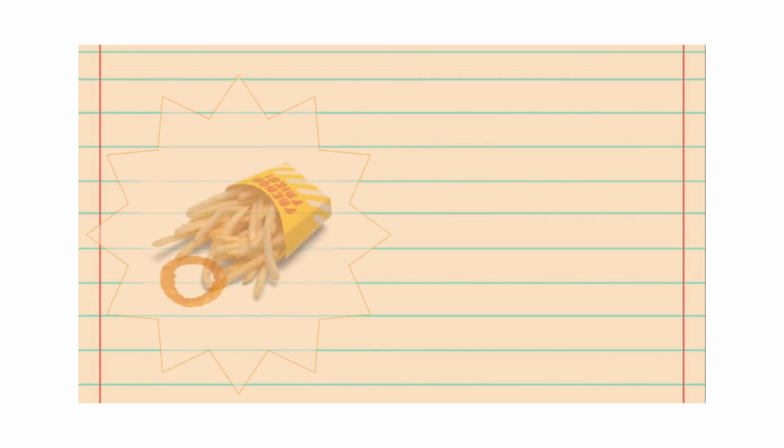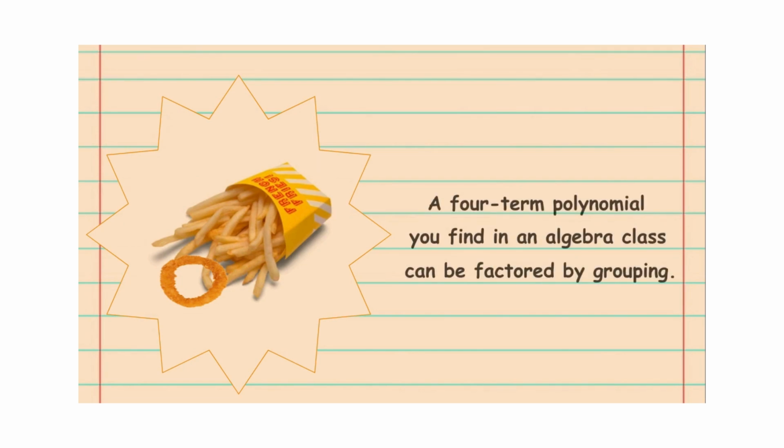Some things in life are perfectly certain. For example, if you get a box of French fries like this and find a random onion ring, you're going to have yourself a great day. But some things in life are almost perfectly certain. For example, if you find a 4-term polynomial in an algebra class, that can probably be factored by grouping, which is what this lesson is all about.